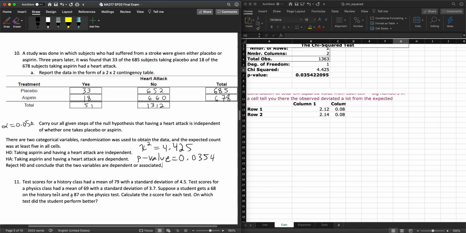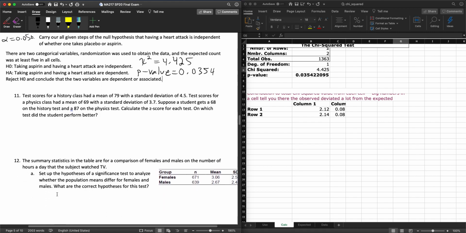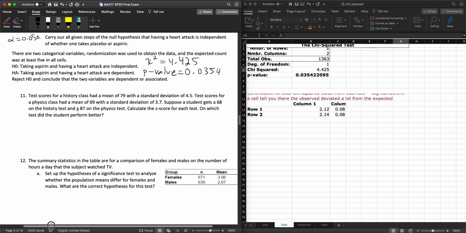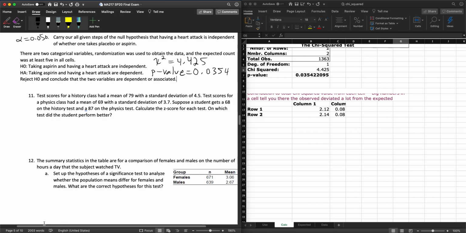Now for question number 11. Test scores for a history class had a mean of 79 and a standard deviation of 4.5. Test scores for a physics class had a mean of 69 and a standard deviation of 3.7. Suppose a student gets a 68 on the history test and an 87 on the physics test. We want to calculate a z-score for each test, and then determine on which test the student performed better.